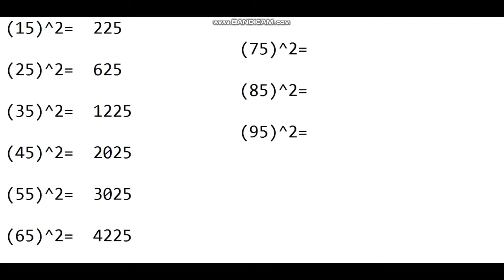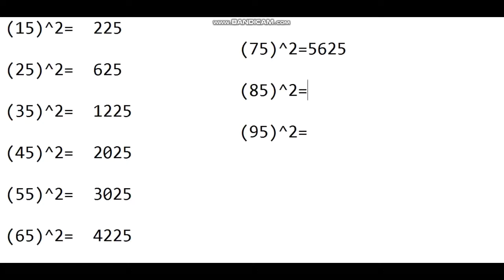4225. Now from here, multiply 5, the last digit, with 5. It means the square of the last digit, the square of 5, and now multiply 7 by its next number, that is 8. So 7 multiplied by 8 gives us 56. It means 5625.